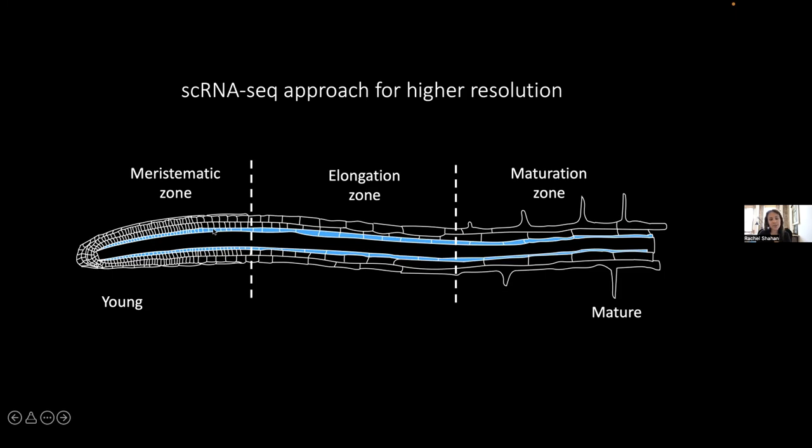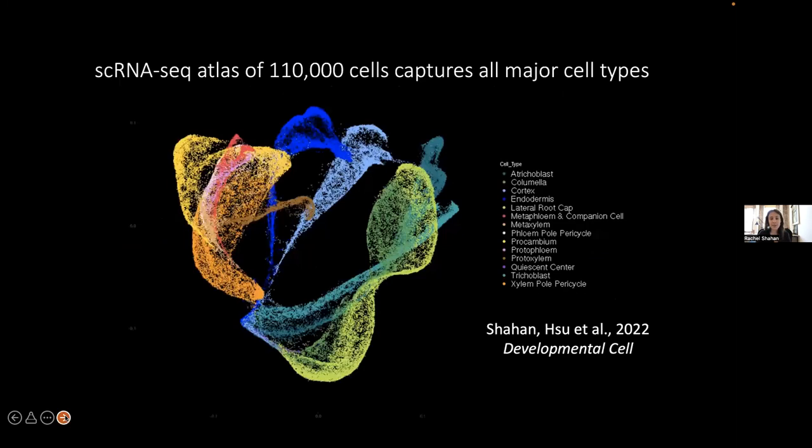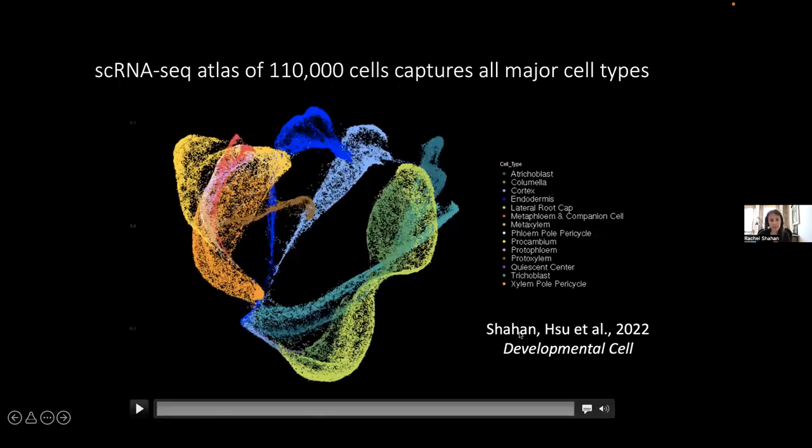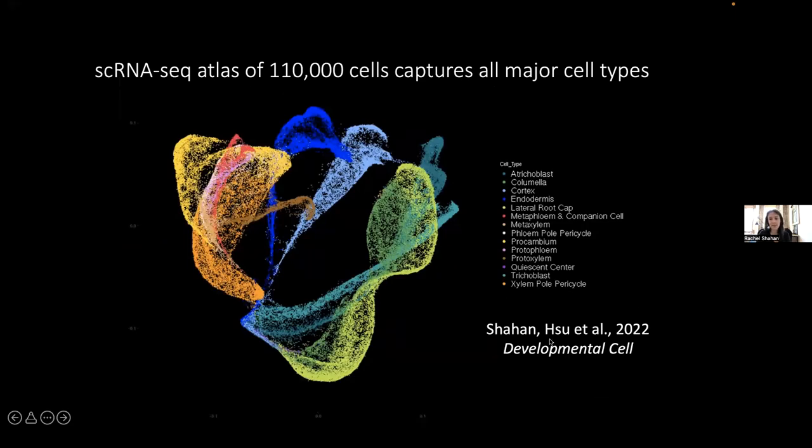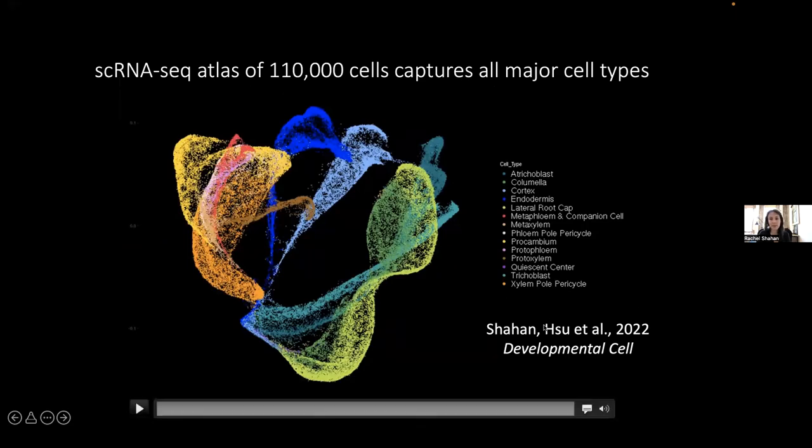Or if you wanted to look at a particular cell type, like the one shown here in blue, you could isolate it with FACS, but then you would conflate multiple developmental stages. So for the last couple of years, I've been leading a very collaborative effort to create a single cell transcriptomic atlas of the Arabidopsis root. And this work I'm describing was recently published in Developmental Cell.